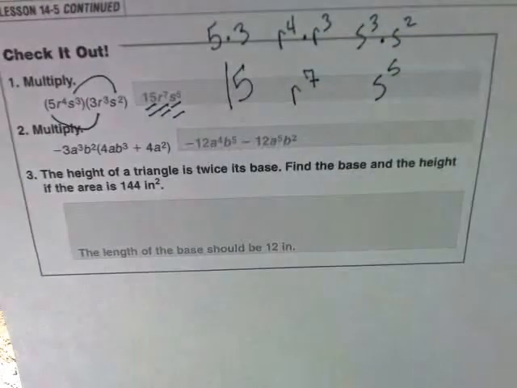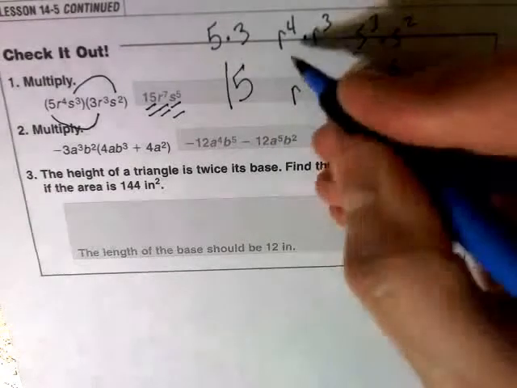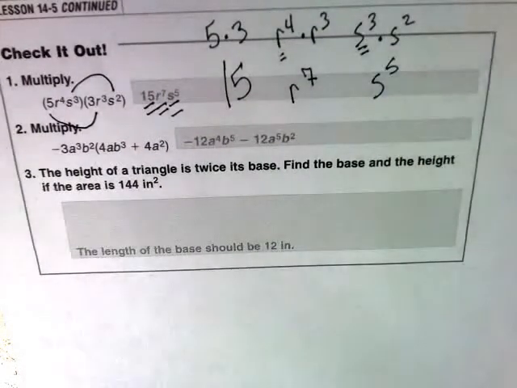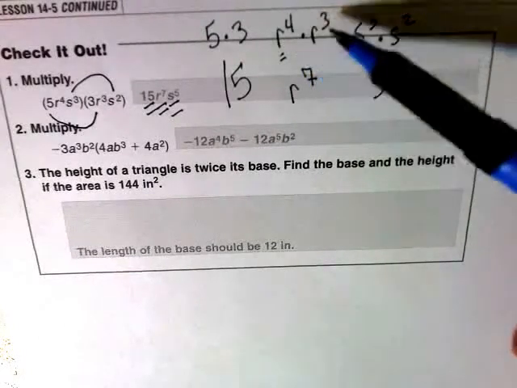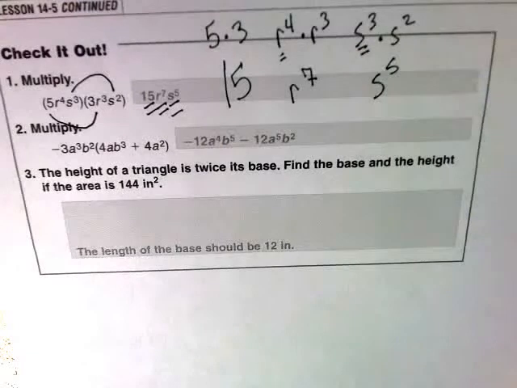Again, remember, the product of powers rule says when you multiply together powers with the same base, in this case the r's, in this case the s's, you add the exponents. So here you're going to add for 7, here you're going to add for 5. That's where those answers came from.